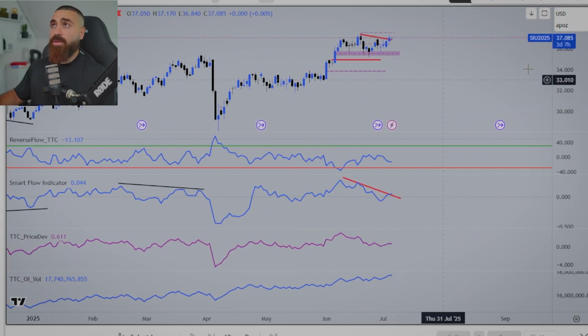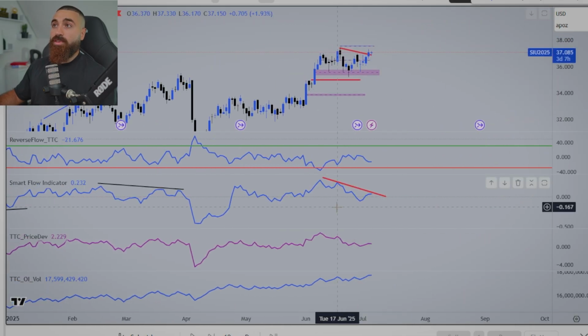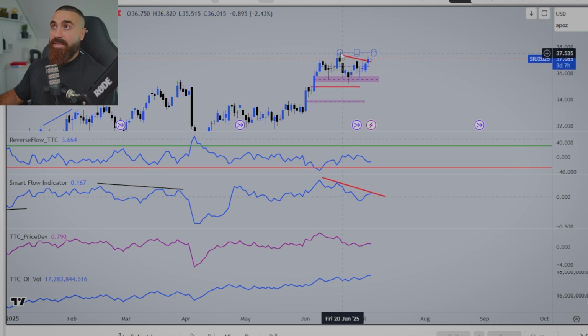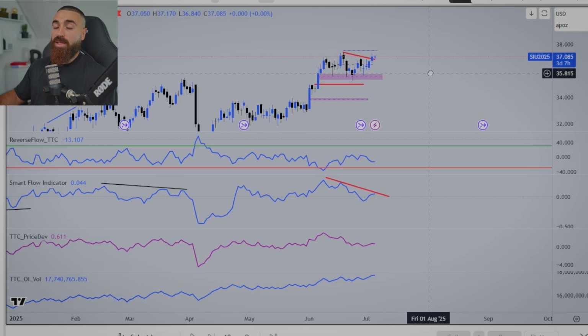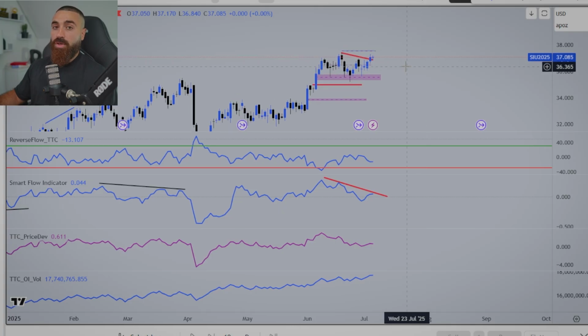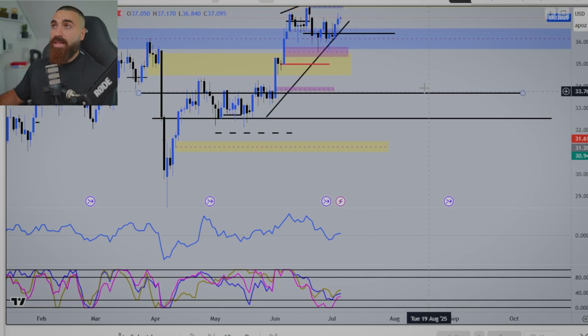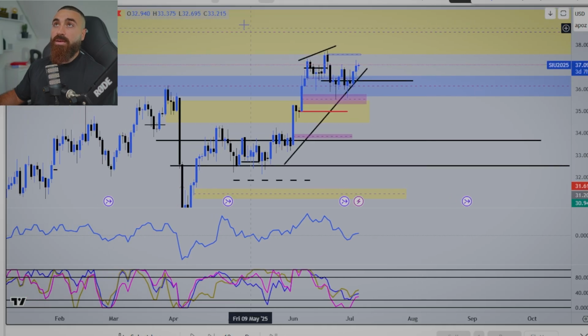Then my step 2 is checking if I have some divergences as well. So this is step 2 for confirming. As I can see here, we see that the price has been going higher, but we have been going lower on my smart money indicator. So this gives me confirmation that I can look for short entries on silver. So still in confirmation, it's not enough. This is just like, okay, I can look at this market.